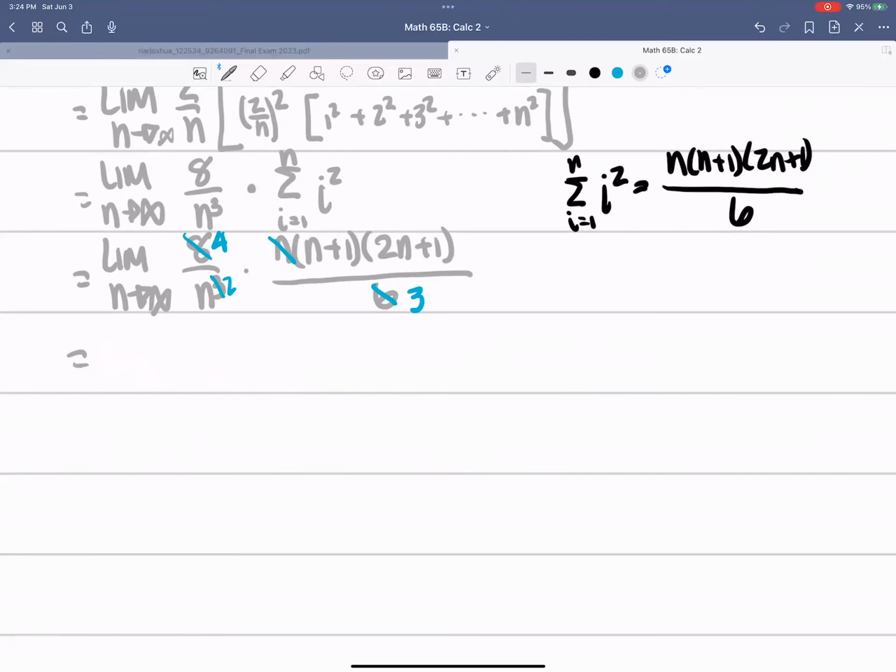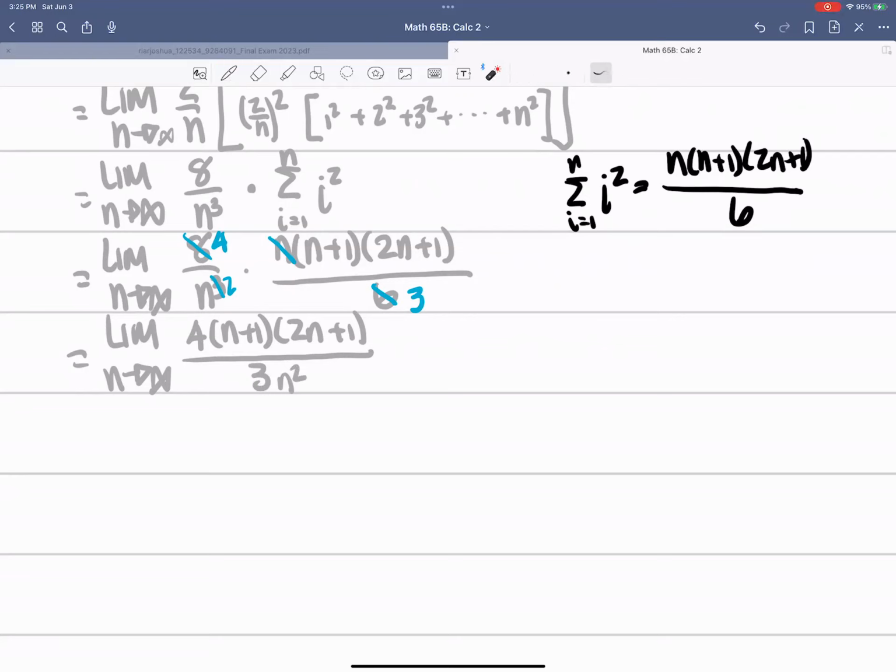Let's rewrite it, clean it up a little bit. So we have 4 times n plus 1, 2n plus 1, over 3n squared. All right, what I want to do is simplify, because if we try to plug infinity in, we're going to end up with infinity over infinity. There we go. Infinity over infinity, which I know we might be able to simplify things out a little bit better. So let's give it a shot.